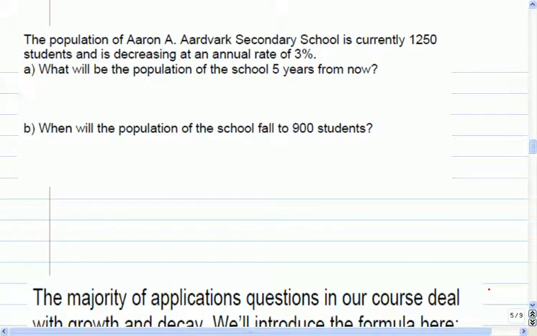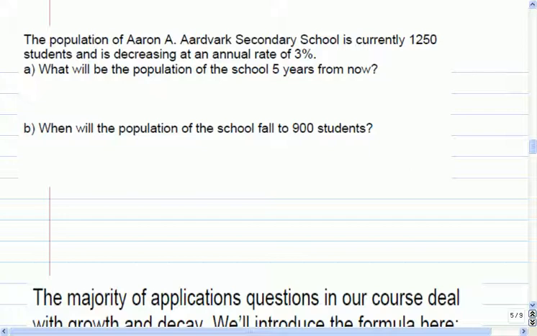Okay, so we've got a school with 1,250 people. It's decreasing at 3% per year. What will the population be 5 years from now? I know we're used to it increasing in our district, but it's decreasing just about everywhere else. So yes, really. Is it going to be negative 0.03?